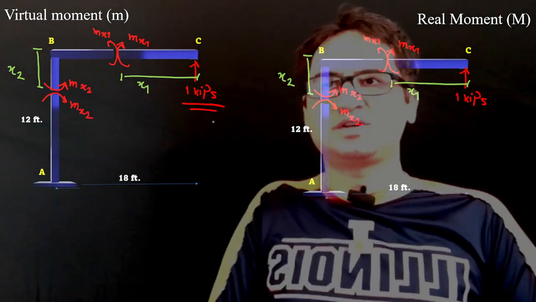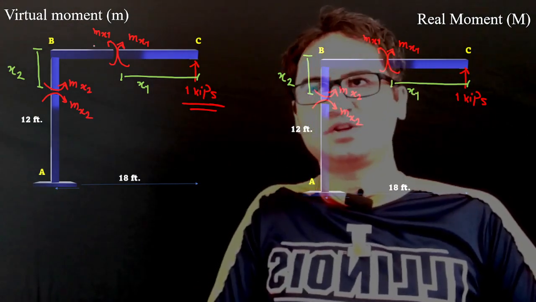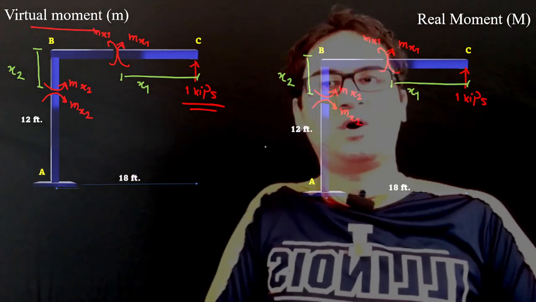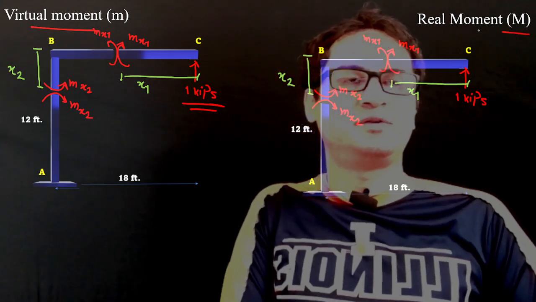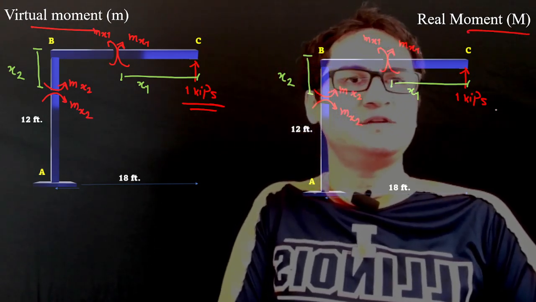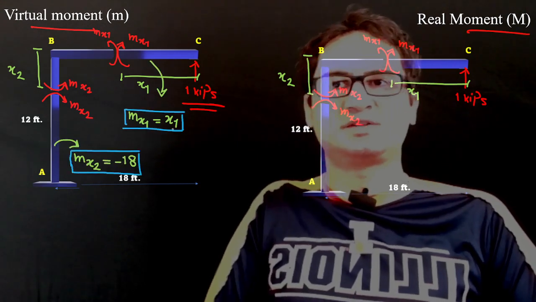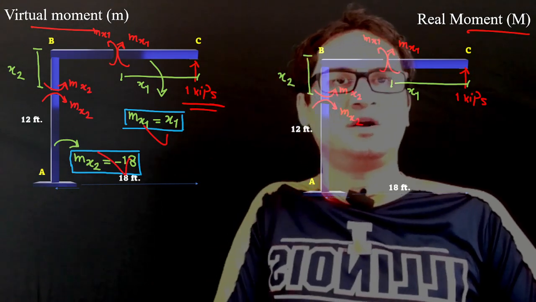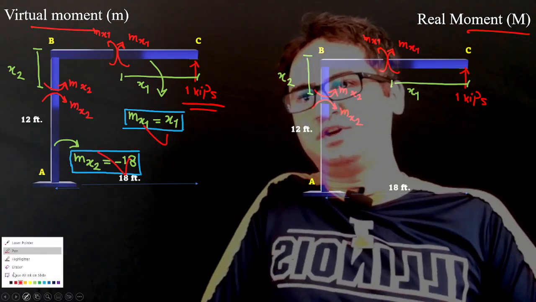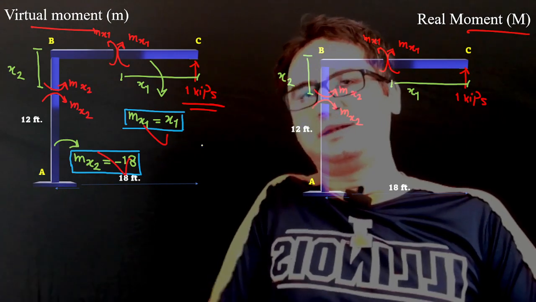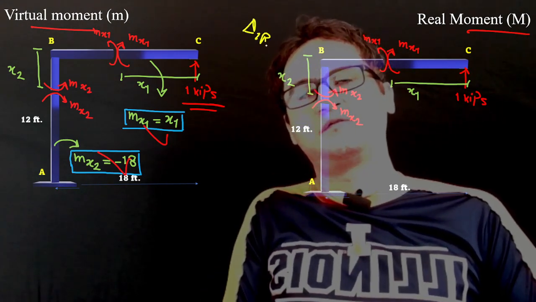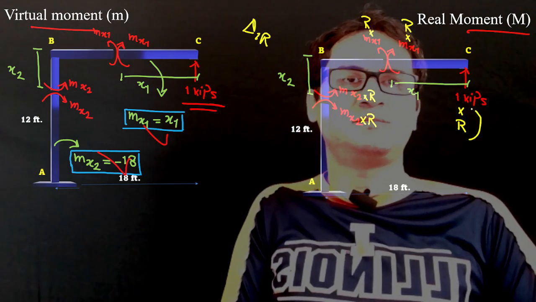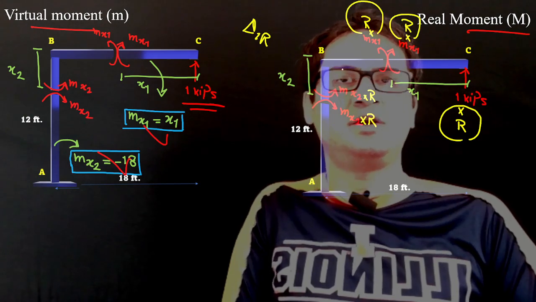So for the second part, the creation of the virtual moment is pretty simple. We just replace the small m from the previous part, but for the real moment, we just multiply everything by the redundant. So mx1 and mx2 are simply replaced from the previous part, but this time we are calculating delta 1 for the reaction. So we just multiply the moment everything by an unknown R.